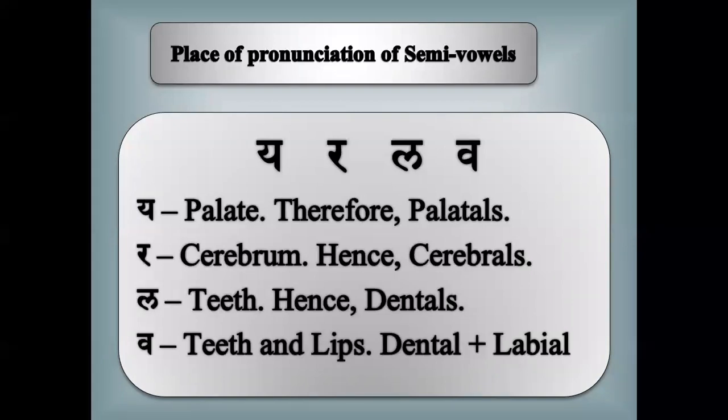So, ya, ra, la, va. Four semi-vowels. Among the four, ya is palatal, ra is cerebral, la is dental, va is dental plus labial. Remember that. Teeth and lips. So, these are the four semi-vowels. And after semi-vowels, we'll see sibilants.